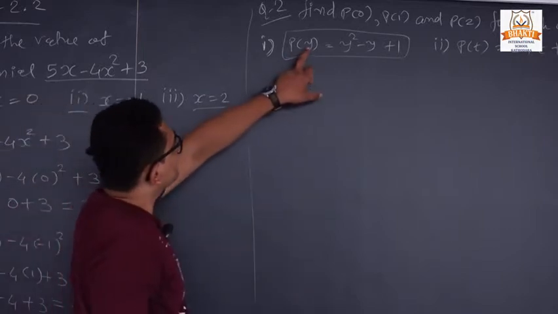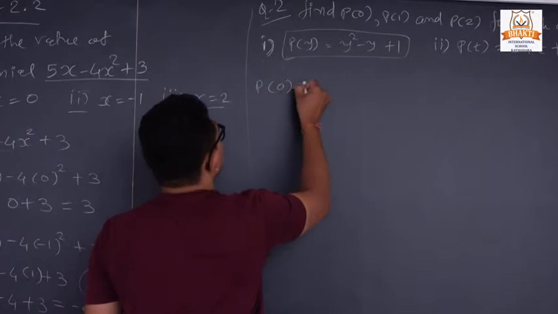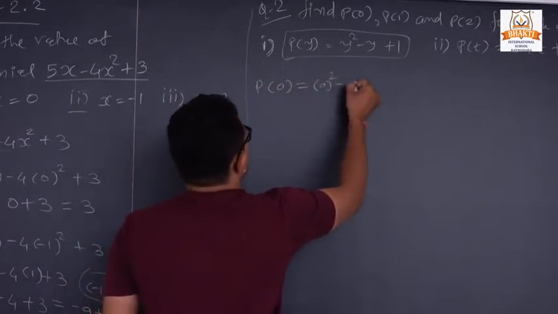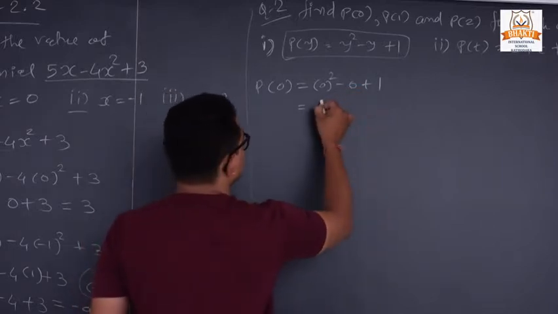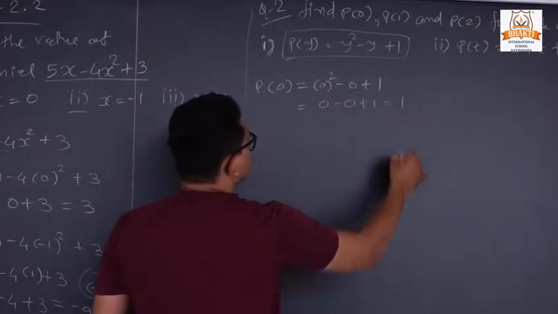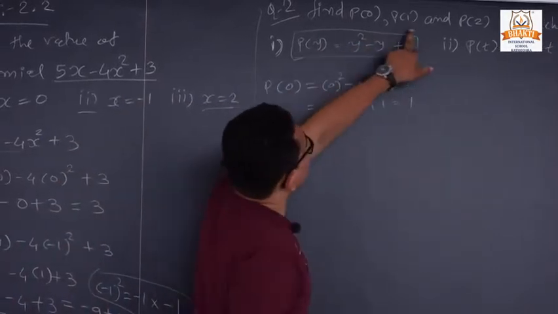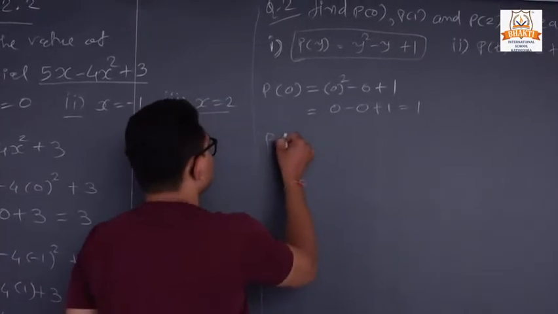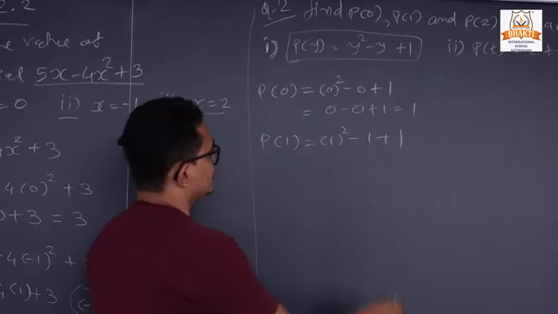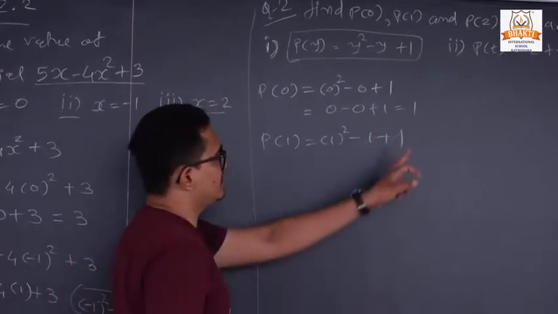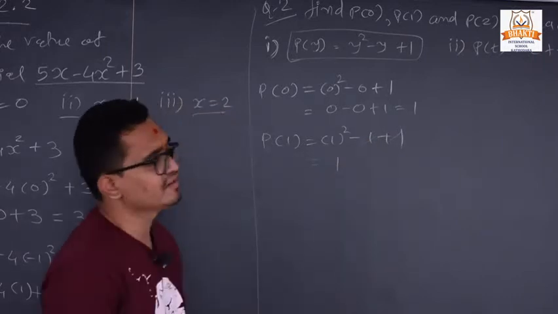First of all, y is replaced with 0. So here we will put 0. So 0 square minus 0 plus 1. 0 square is 0, once again 0, so the answer is plus 1. Then y is replaced with 1. So p of 1 is 1 square minus 1 plus 1. Here plus 1 minus 1 will be 0 and 1 square becomes 1.